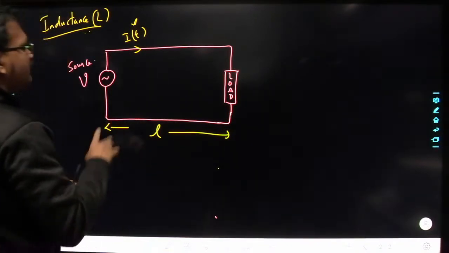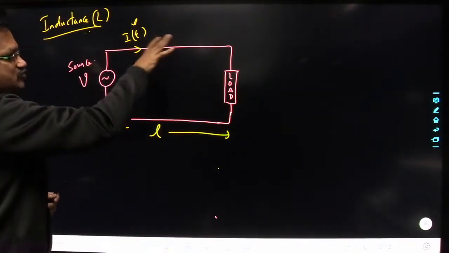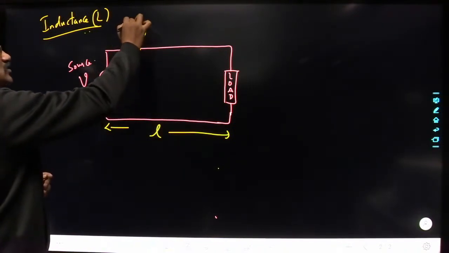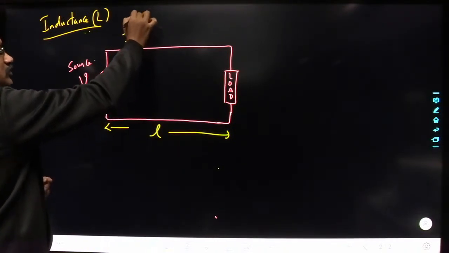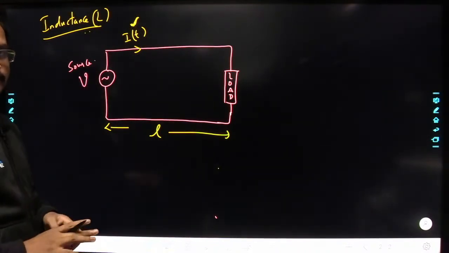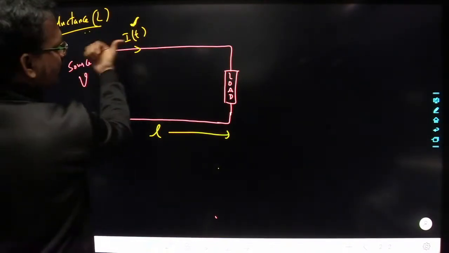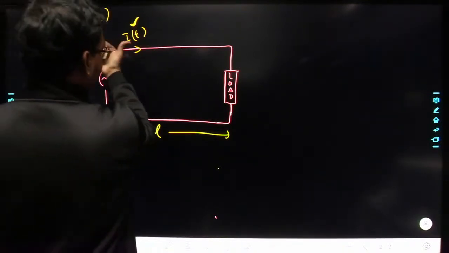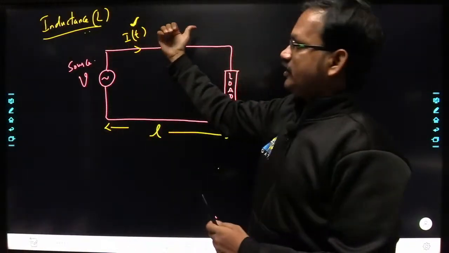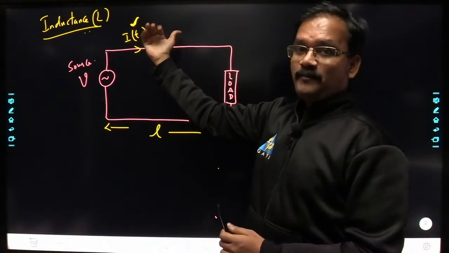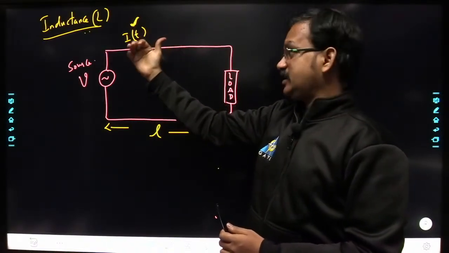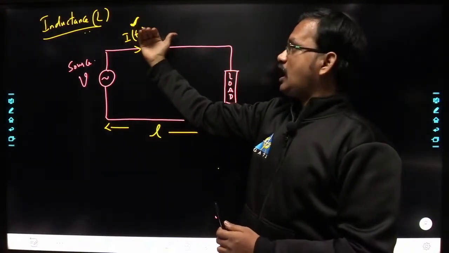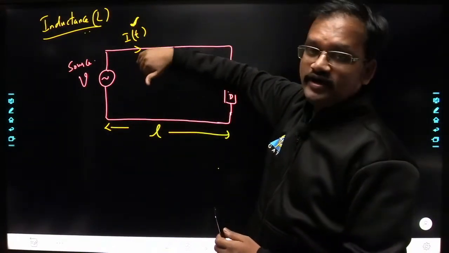Understood? So whenever the current is flowing in the transmission line, let us say it is varying with respect to time, and here the current is flowing like this. Whenever the current is flowing like this, it is going to produce the magnetic field. Above this line, the magnetic field will point out of the board, and below this line the magnetic field will point into the board.